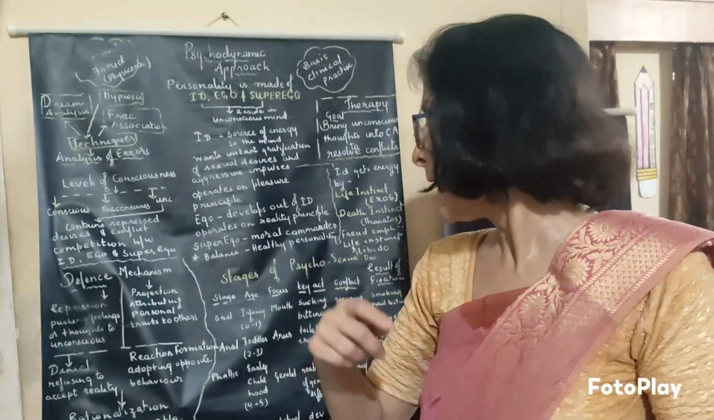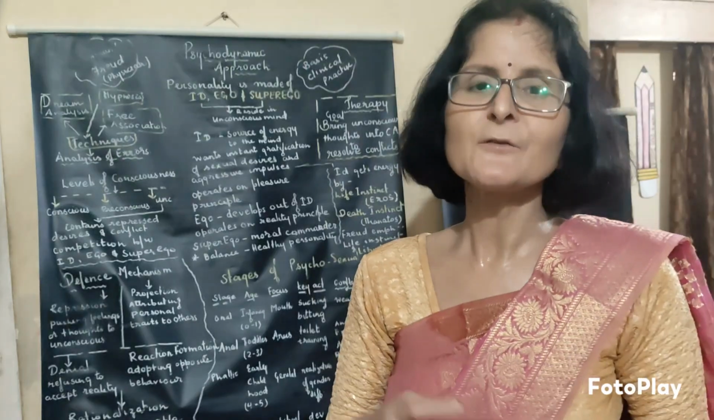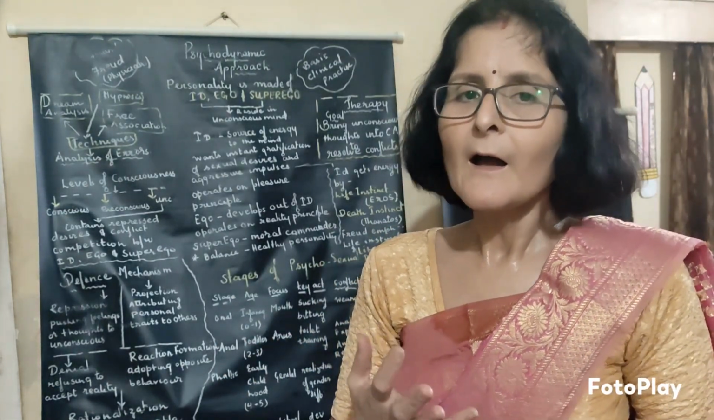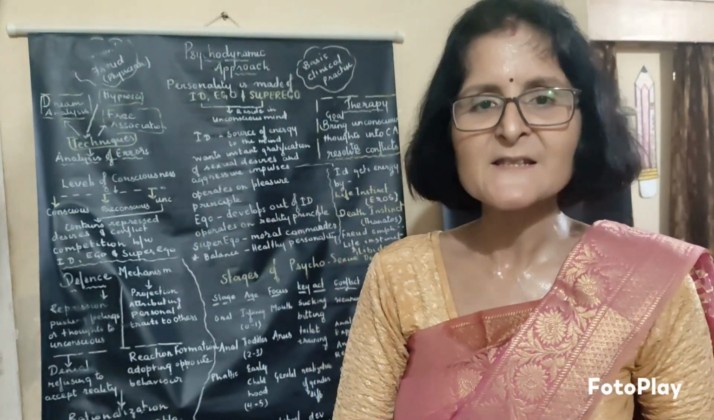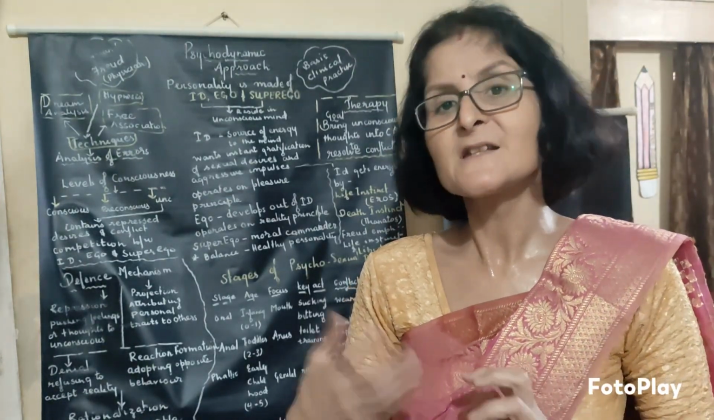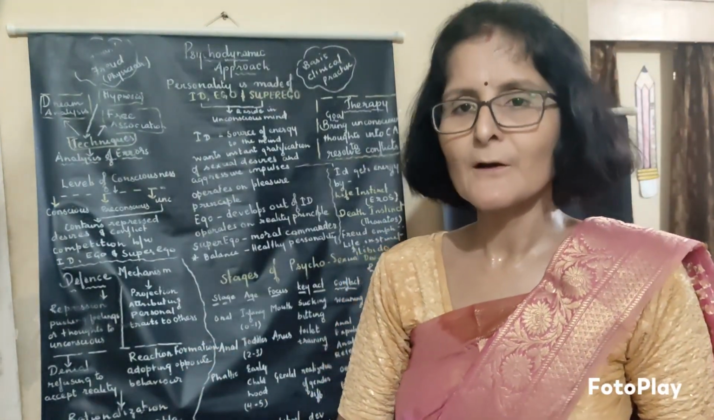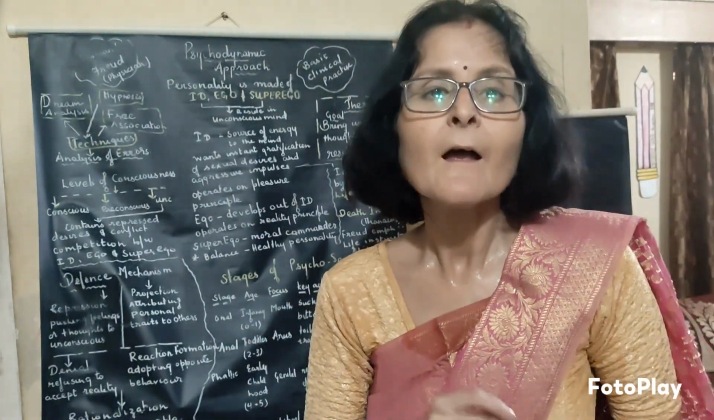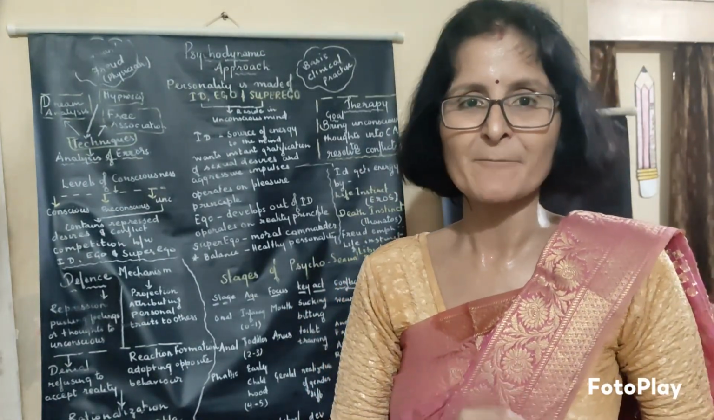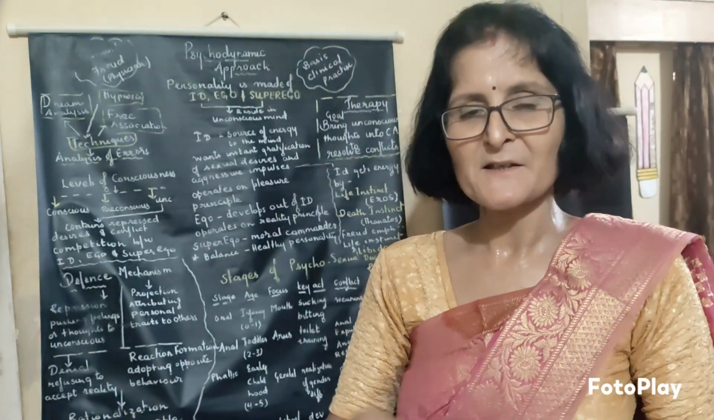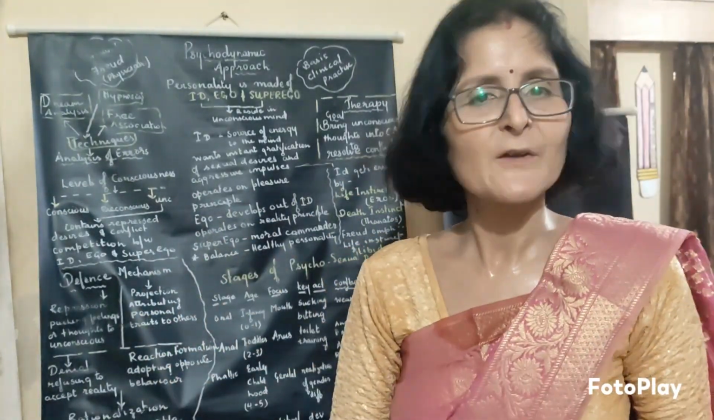Next is reaction formation, adopting opposite behavior. One example could be this: I went for an interview and I was rejected. When I came back, I told my friends that I didn't want that job. So I am protecting myself by adopting just the opposite behavior. Or you can take one more example: a boy or a man who has a lot of sexual urges just suppresses them and takes a different route, becomes a saint. That could be reaction formation.